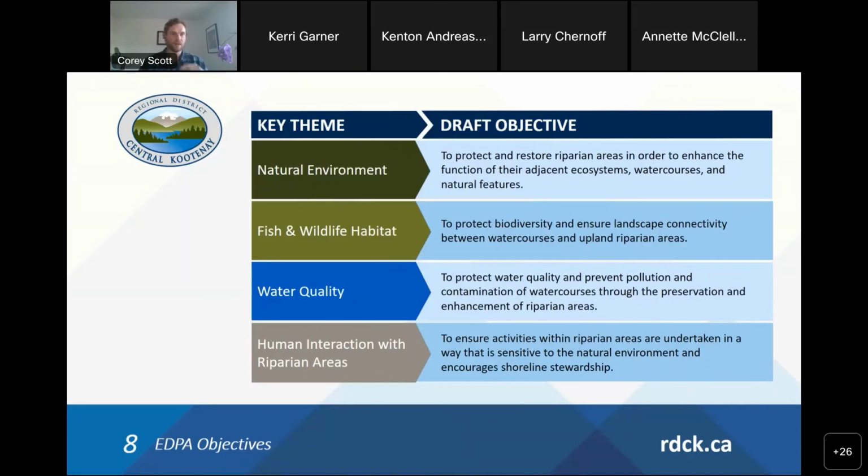And for the sake of time, I won't read through all of these as much as I want to, but I'll just mention again that there's a feedback form on our website, where you can take a closer look at these and let us know what you think. So the feedback form also contains information on what guidelines and exemptions could be focused on to give a better sense of what the expectations for development along the shoreline actually are.